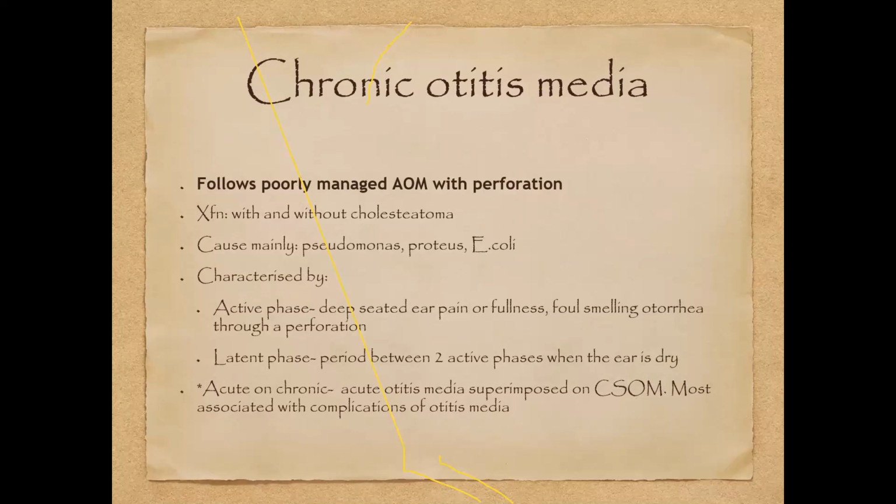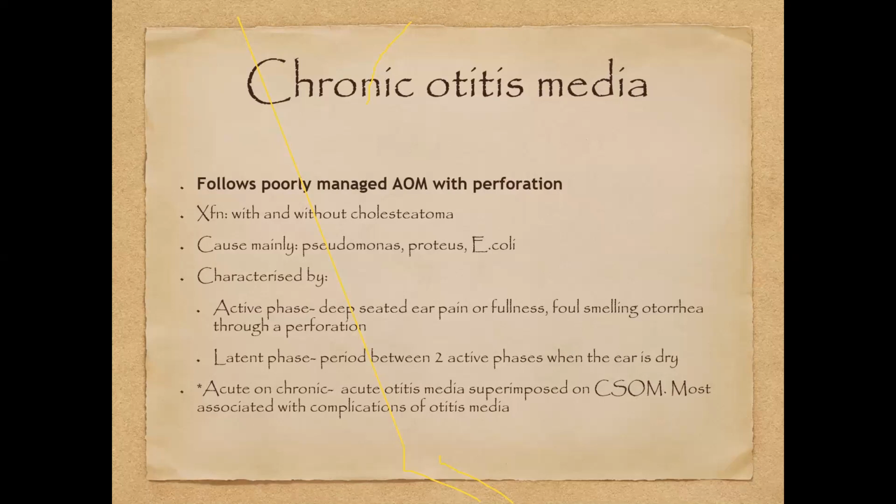The main organisms we have are Pseudomonas, Proteus, E. coli, and in our setting, sometimes Klebsiella. So it is Pseudomonas, Proteus, E. coli, and Klebsiella. We have two types, the active and the latent. In the active phase, we have deep-seated ear pain or fullness and foul-smelling discharge. Otorrhea is a discharge through the perforation. The latent phase is a period between the two active phases where the ear is dry.